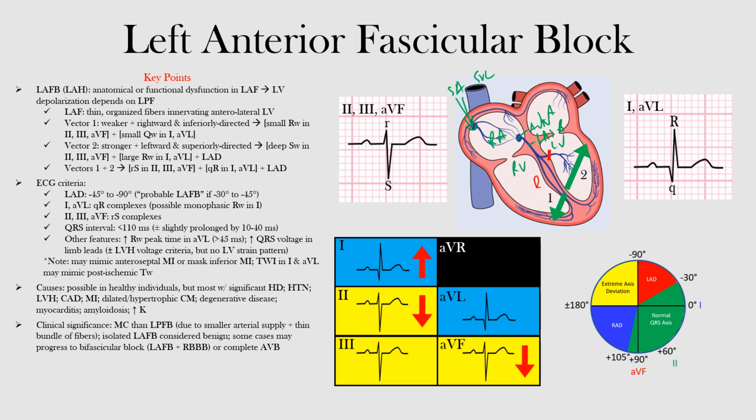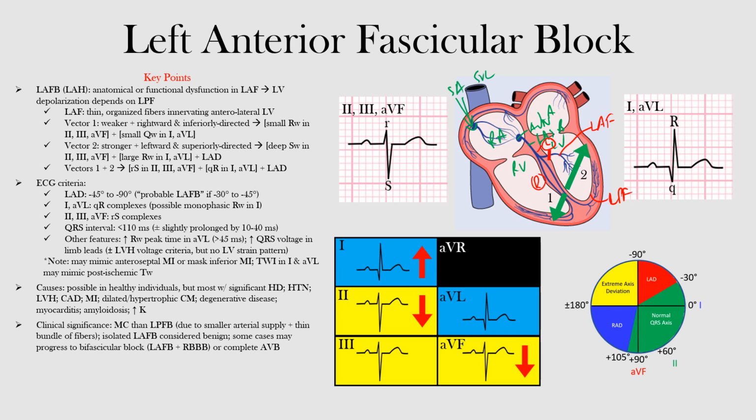This is on the right side, our right bundle branch, and then going towards the left side, we have our left bundle branch. The left bundle branch then subdivides into an anterior and posterior fascicle. Here's our left anterior fascicle, and this here would be our left posterior fascicle.